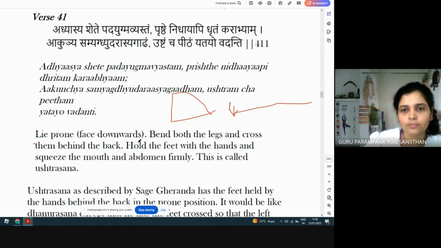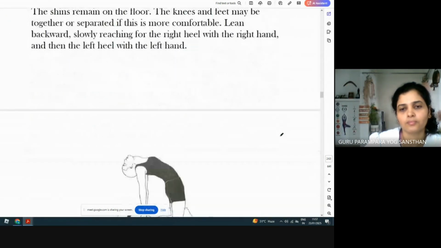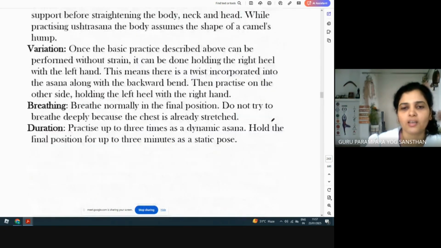So face down, bend both the legs like in Dhanurasana and cross them behind the back. Hold the feet with your hands like Dhanurasana again. This is called Ushtrasana. According to Gherand Samhita, Ushtrasana is done like Dhanurasana. We make a bow-like structure, lying in prone position, raising our feet and catching them with our hands behind the back. They have given this picture but explained it totally differently.